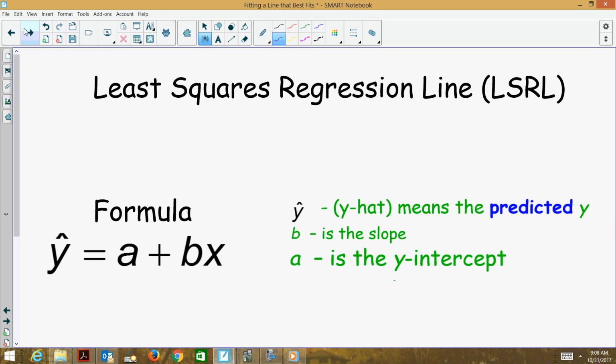To do so, we're going to use the least squares regression line. The formula for a least squares regression line should look very familiar. It is our linear function equation. How the formula is used is we use y hat, which is our predicted y, is equal to our y-intercept a plus our slope times our x value.